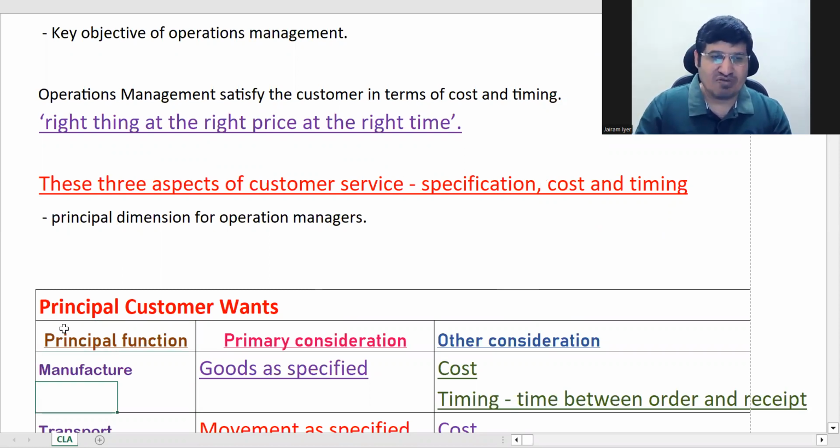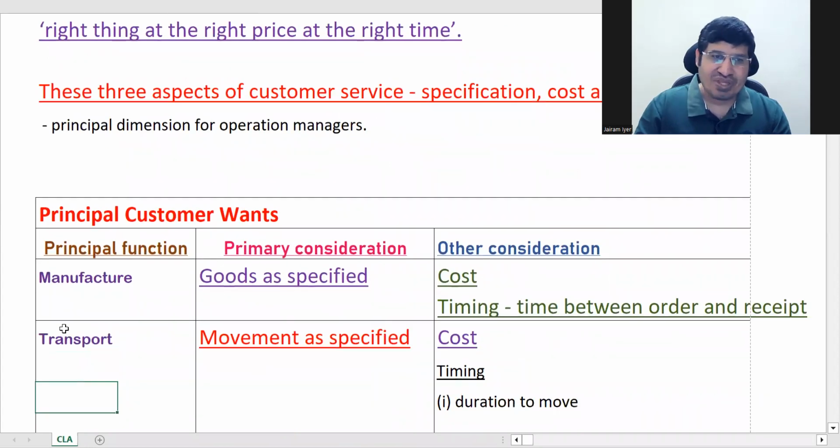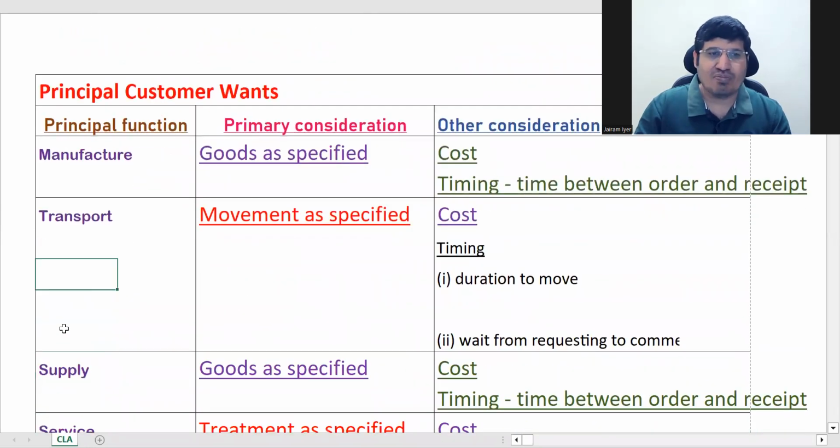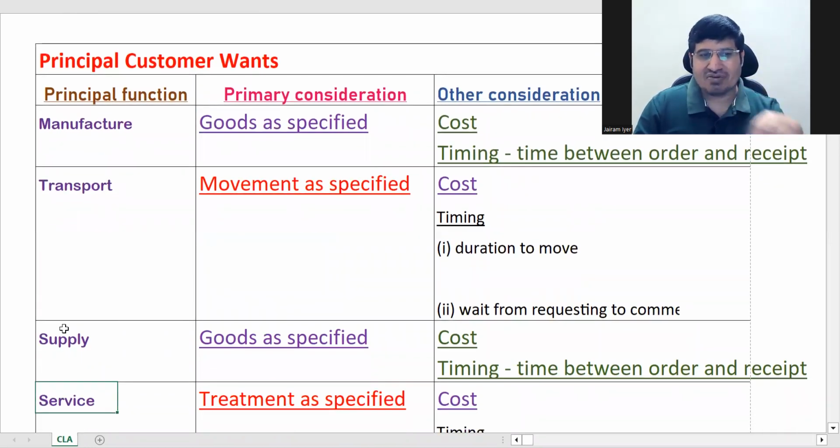So first is manufacture, second is transport, third is supply. Supply is combination of these two. Okay, so manufacture, transport, supply and service. Now service and transport will be similar because transport is nothing but a service. Okay, so here we saw that for manufacture, what is the specification? Specification is the primary consideration. It is the goods which the customer requires, correct?